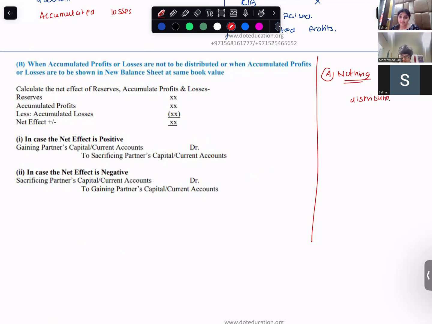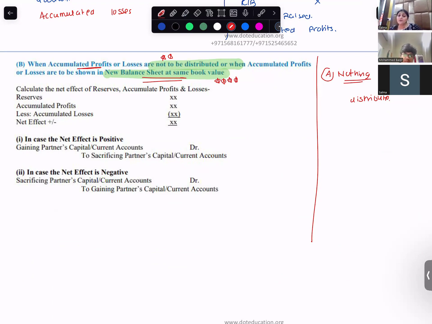Now your case B. They tell you that the accumulated profits or the accumulated losses are not to be distributed, or they tell you it is to be shown in the new balance sheet at same book value. What is your case B? Can you please repeat? If there is nothing mentioned, you give it. If they are telling you it is not to be distributed, or they tell you it is to be shown in the new balance sheet at same book value.